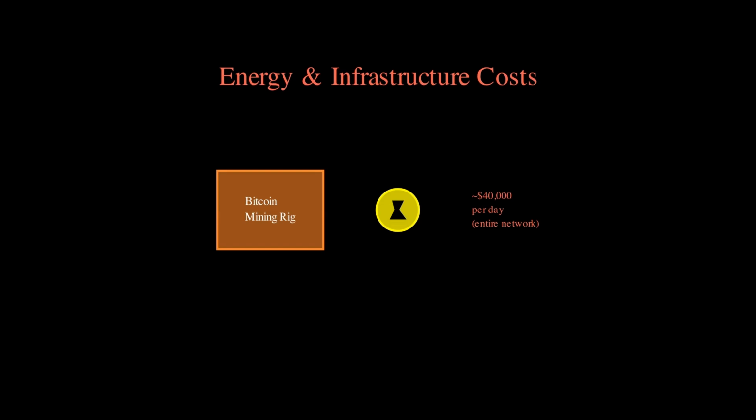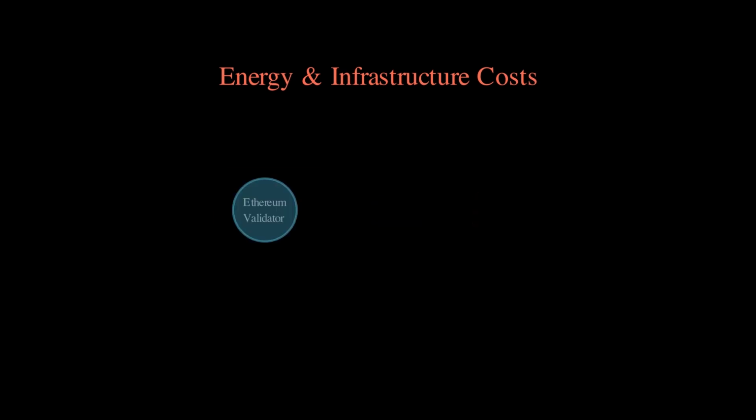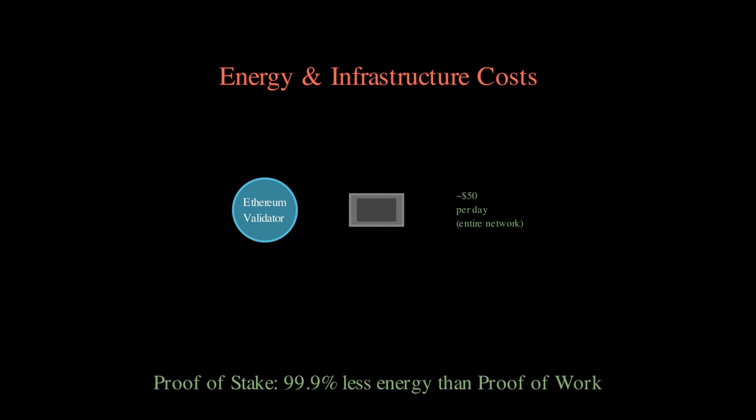It's expensive to attack. Compare that to Ethereum's proof of stake network, which consumes maybe $50 worth of electricity per day for the entire planet. Same security level, virtually no environmental impact. That's proof of stake achieving a 99.9% energy reduction while maintaining security. It's one of the most significant efficiency improvements in the history of computing.